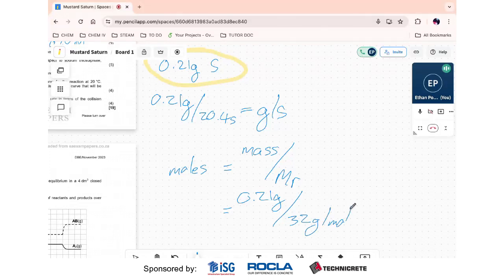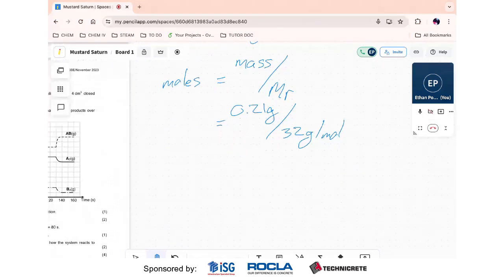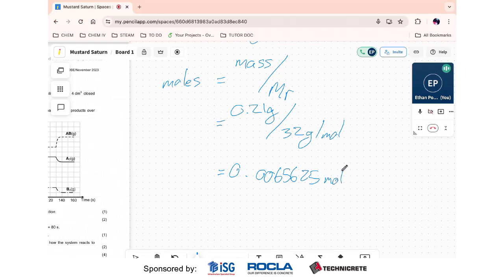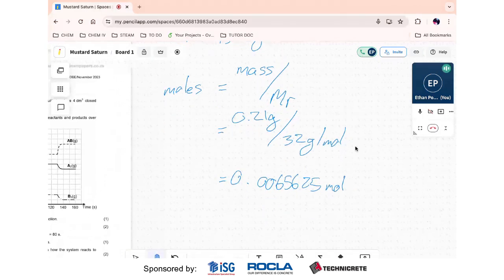It's always good to include units just to make sure that your answer makes sense. It's a good way to check yourself. And then using a calculator, we can figure this to be 0.0065625. Don't drop any significant figures. You'll round off at the end. And this is in moles. So now that we have this, we know the moles of sodium thiosulfate is equal to this.